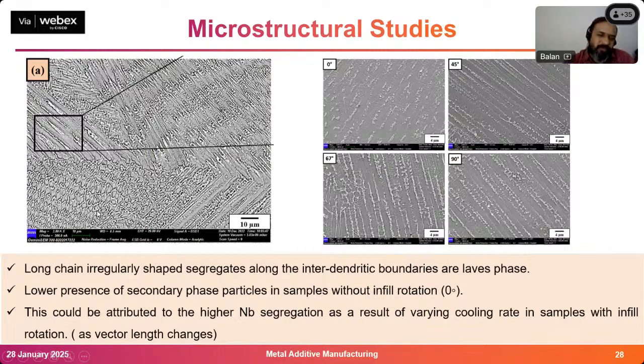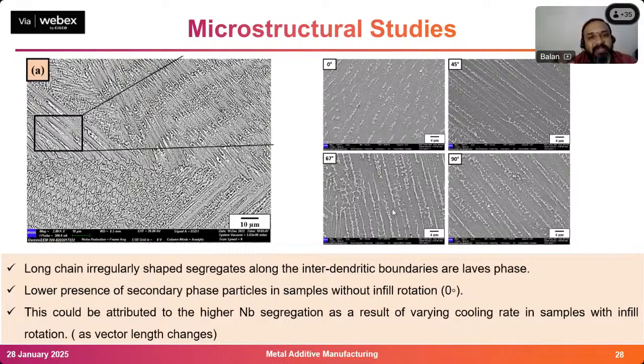Okay, so why is it not formed in 0 degree? Because of the scanning vector. When we change the scanning strategy, the amount of time your laser is interacting with the material will change. We call it the scanning vector. So this could be attributed to the higher niobium segregation as a result of varying cooling rate in the samples with infill rotation. It is happening because your scanning vector changes, like vector length changes.